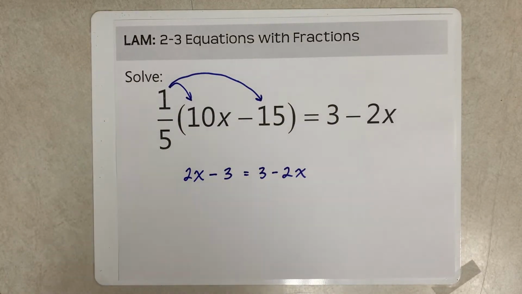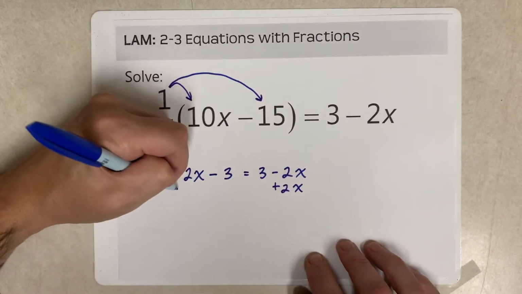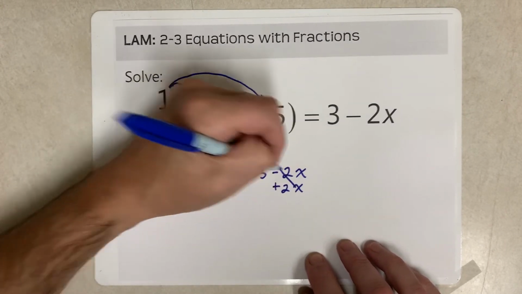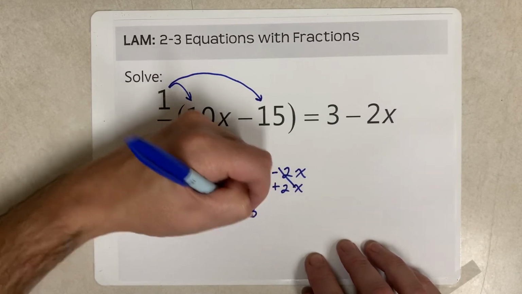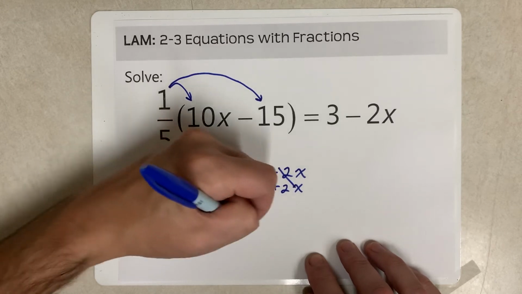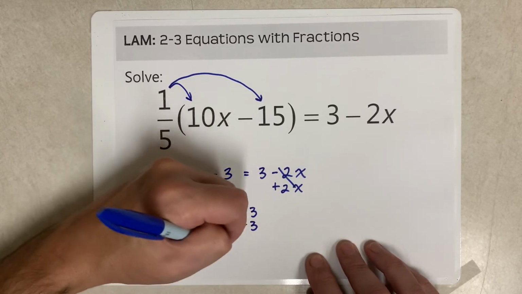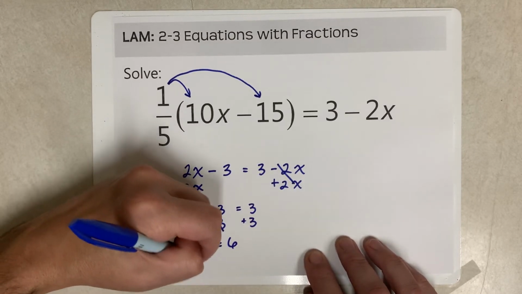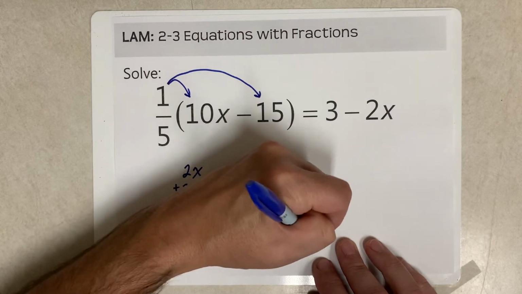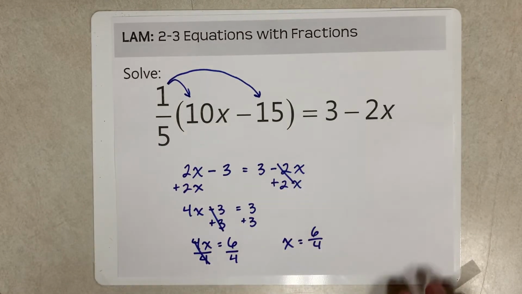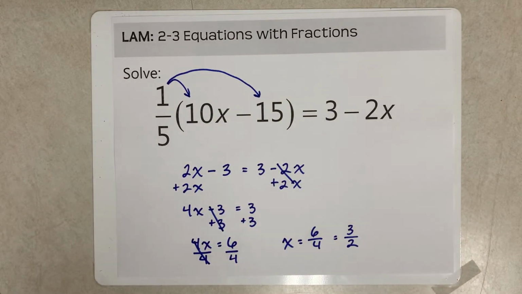Okay, this looks very similar on both sides, but it's really not. So if I add 2x to both sides, I really have 4x over here minus 3 is equal to 3. If I add 3, then I have 4x is equal to 6. And if I divide by 4, I get x is equal to 6 over 4, and that's going to reduce down to 3 halves after I divide both of them by 2.